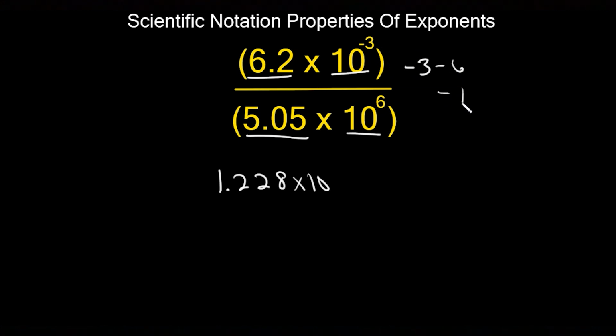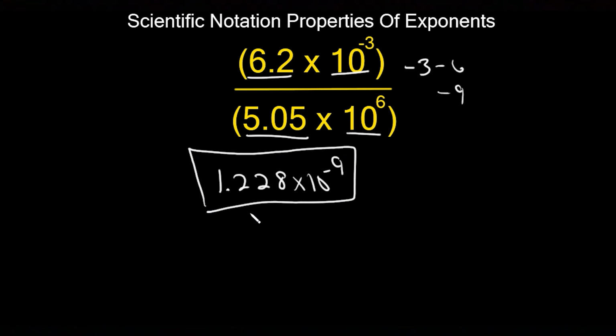That's going to give me -9. So I actually get -9 here for my exponent. Now look at m. M is greater than or equal to 1. It's also less than 10. I don't have to do anything here. I'm done. Here's my final answer.